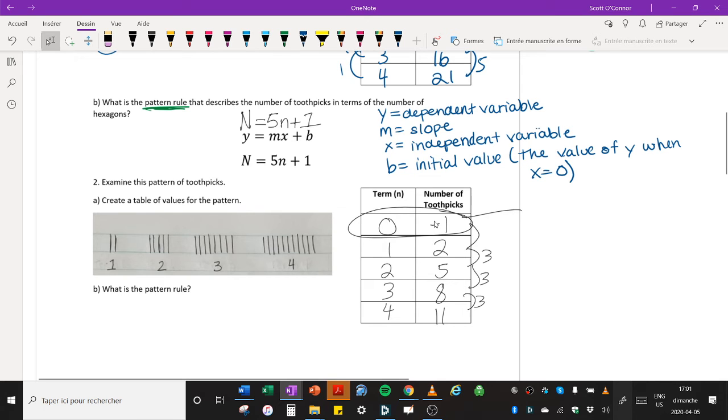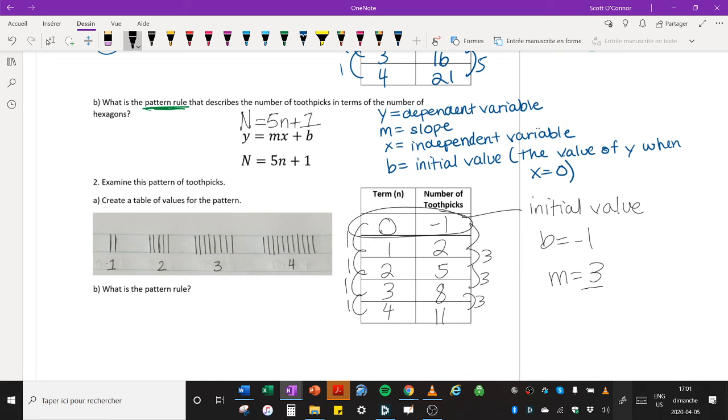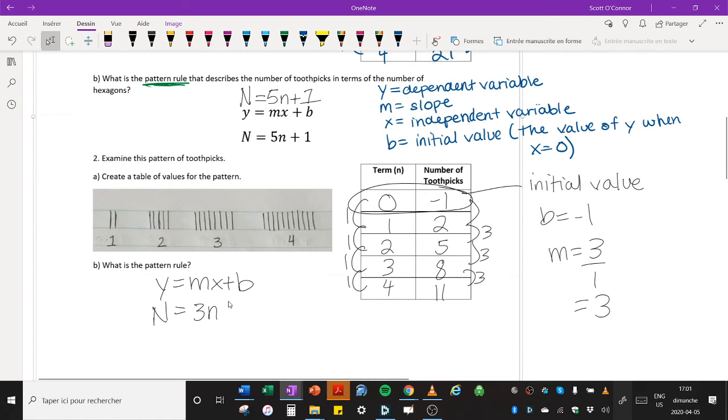This is our initial value, which is B. So B is equal to -1. What's the slope? The slope is equal to, well, this is going up by 1 each time, and this is going up by 3 each time, so the slope is equal to 3 divided by 1, which is equal to 3. So now if I write my equation, y equals mx plus b, large N for the number of toothpicks, 3 is the rate of change, small n for the independent variable, minus 1 for the initial value.